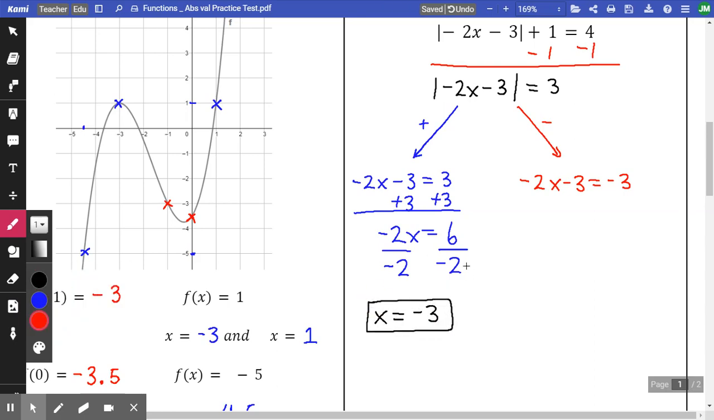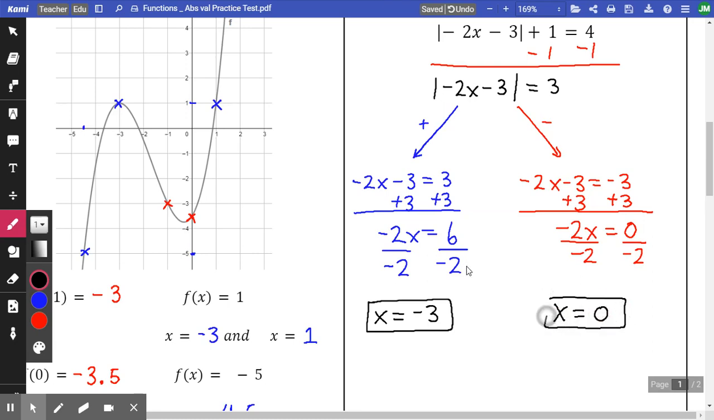For the negative solution, same steps. We're going to add 3 to both sides. That leaves us with negative 2x is equal to negative 3 plus 3, which is 0. If we divide both sides by negative 2, then my other solution is x equals 0. If you want to express this as a set, then you could say negative 3, comma, 0.